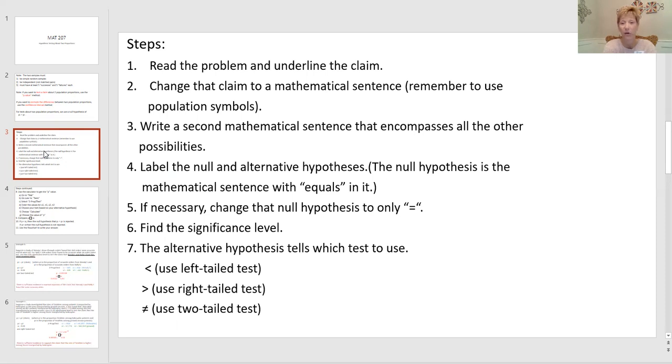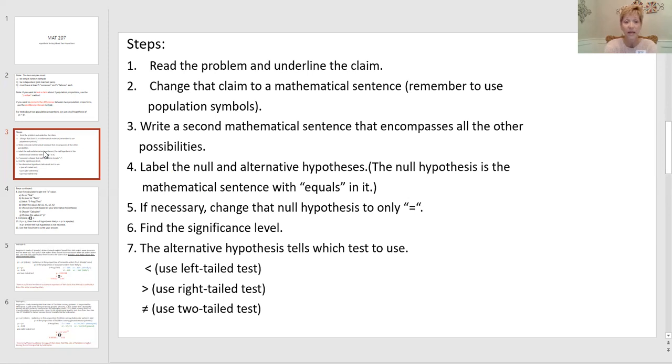Remember, we don't always test the claim. Sometimes we test the claim and sometimes we don't. It simply depends on whether the claim is the null hypothesis. Okay, so the purpose of having a null is to know what to test. The purpose of having an alternative hypothesis is so you know what test to run.